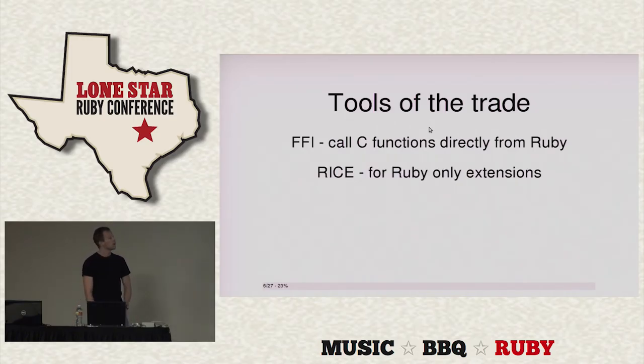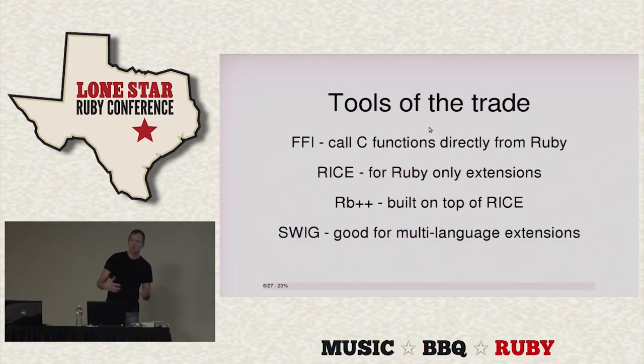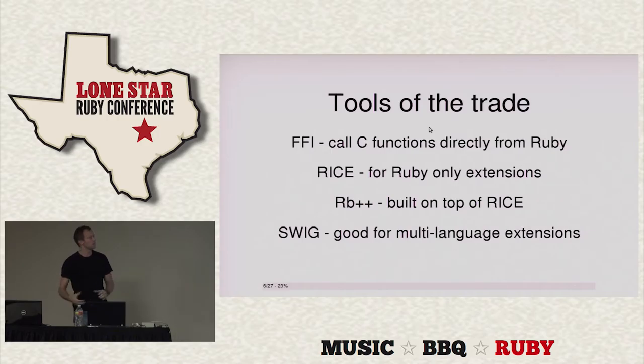The other one is Rice. It's basically a C++ DSL for interfacing with the Ruby C API. If you're writing C++, then you can define your interface in C++, and that's what Rice lets you do. RB++ is a tool that sits on top of Rice and basically writes the Rice code part, so we're going to talk about that. And then Swig, which is probably the one you'd think of first, maybe because it's been around the longest. Its advantage is that it supports multiple languages, which is why we're going to talk about it more later.